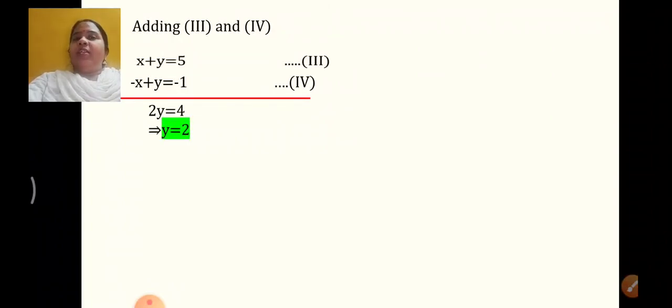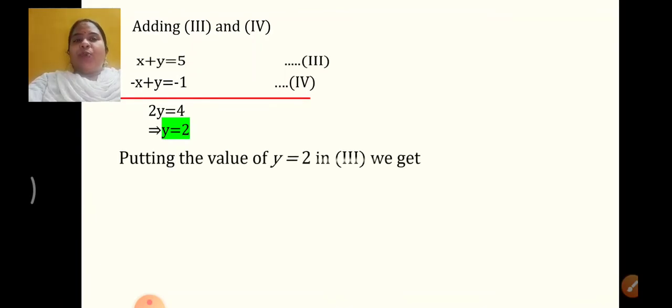This is equation 3, x plus y is equal to 5. Equation 4 is minus x plus y is equal to minus 1. Add it. X and minus x will get cancelled. 2y is equal to 5 minus 1, that is 4. So automatically one of the variable is y is equal to 2. You can substitute here and get the value of x as well. So putting the value in equation 3, I will be getting x is equal to 3.